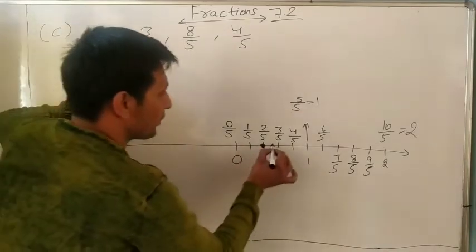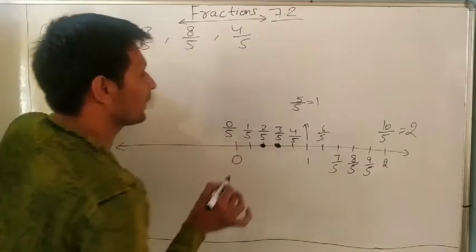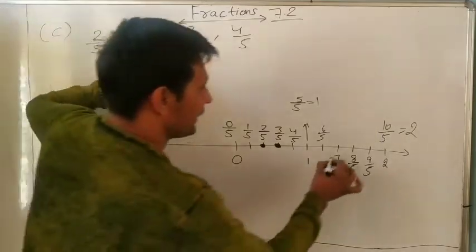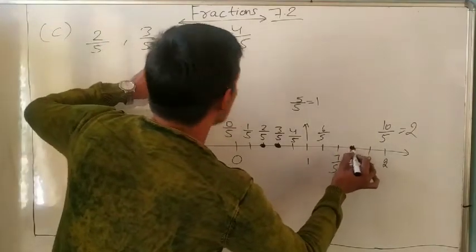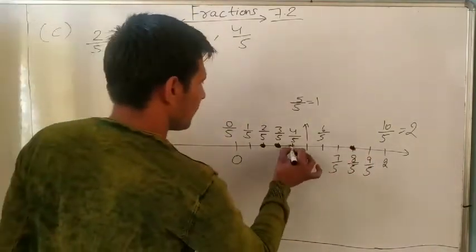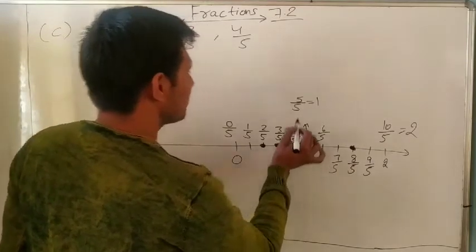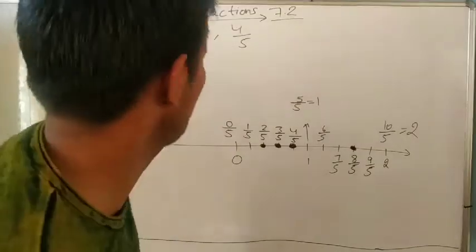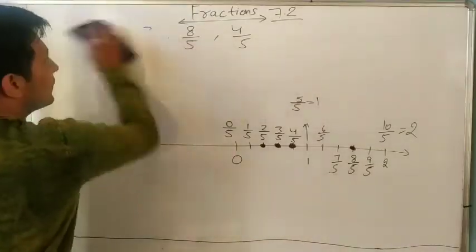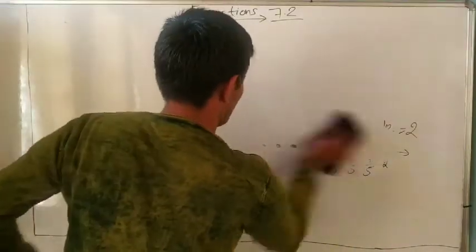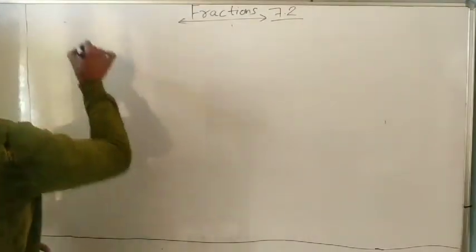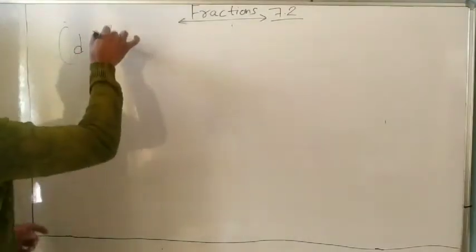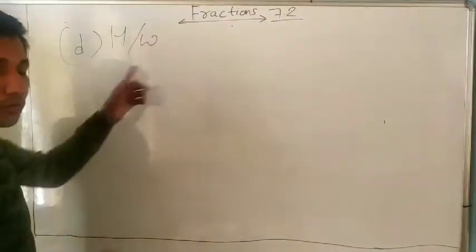Next is 3 upon 5. Mark it. What do we want to represent? 8 upon 5. Where is 8 upon 5? 4 upon 5. Okay. So do this one. Understand? By using pencils. Okay. And B, the first question of B part, do it yourself. And D part, it is your homework. Do it yourself.